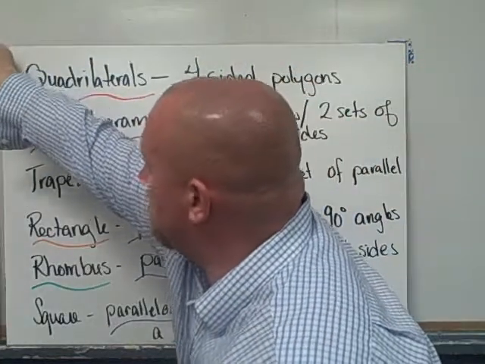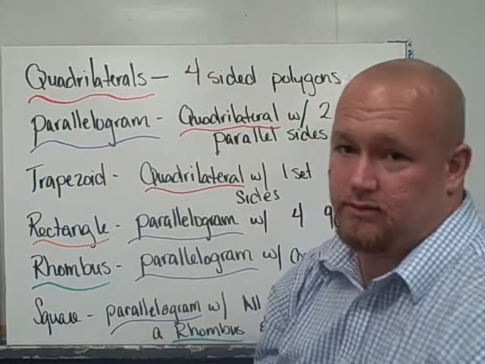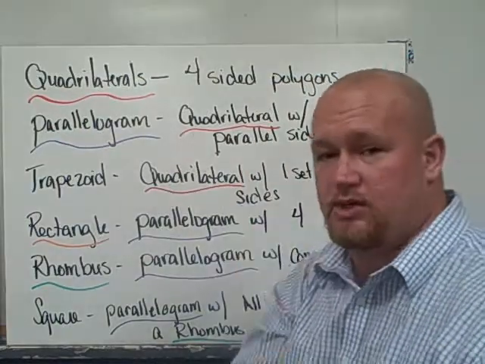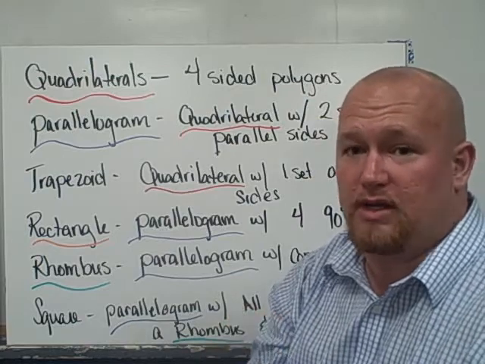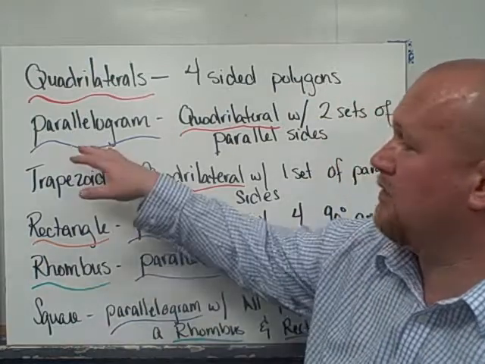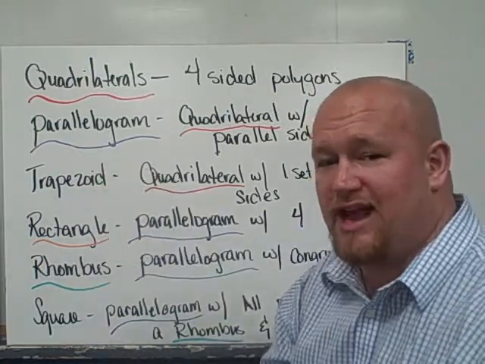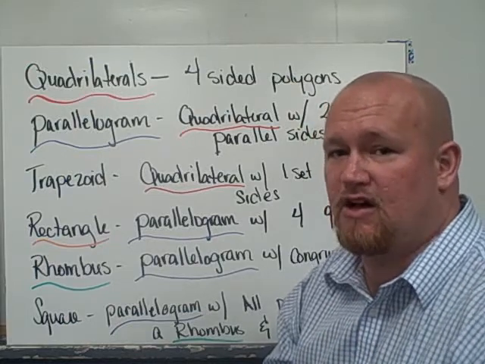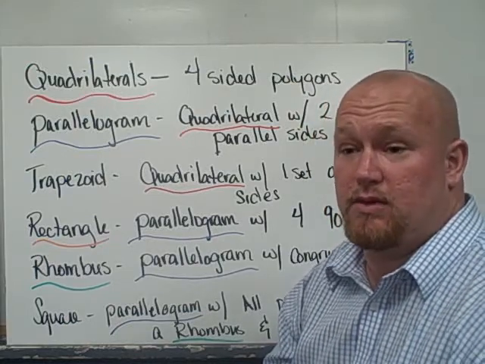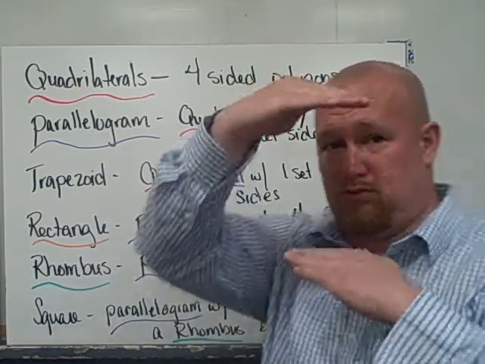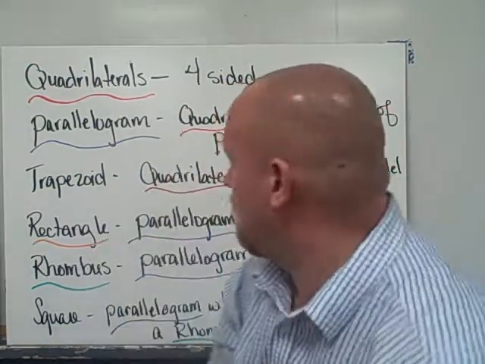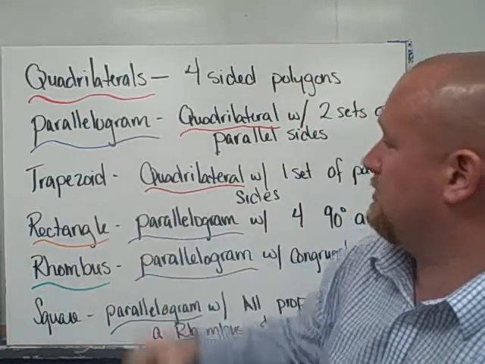Now, when we talk about quadrilaterals, we're talking about a couple categories of polygons. First of all, we know quadrilaterals are four-sided polygons. They use the word quad, meaning four. Then we have parallelograms, which are quadrilaterals that have at least two sets of parallel sides, meaning all four sides are parallel to another side. Two here, two here.